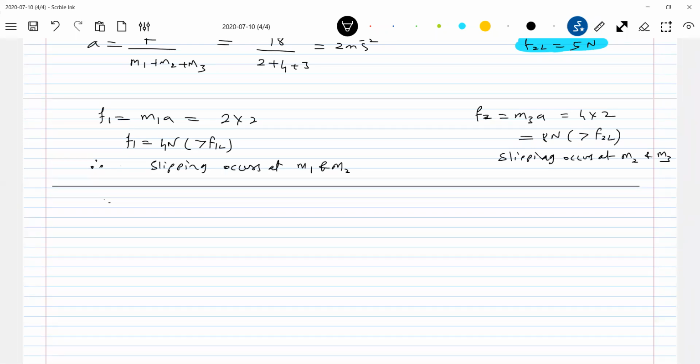One more thing, I'm not sure what will happen. Slipping occurs at M1, M2, and no slipping occurs at M2 and M3. This is the assumption.